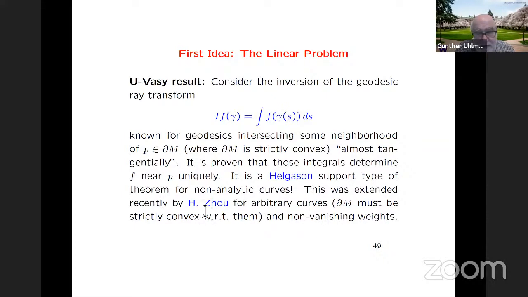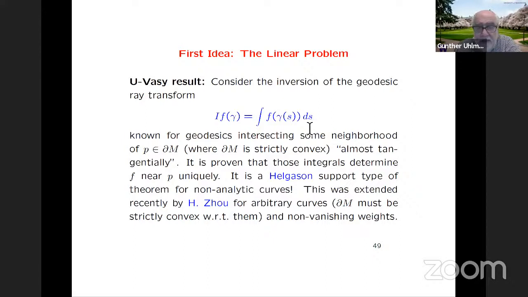and this was extended by Han-Min Cho, my student at that time, for arbitrary curves, actually, just coming from a Hamiltonian, not necessarily geodesics. And not only that, but you can put arbitrary weights as long as they are not vanishing. You can integrate along weights; for instance, the attenuated geodesic transform is an example of that.